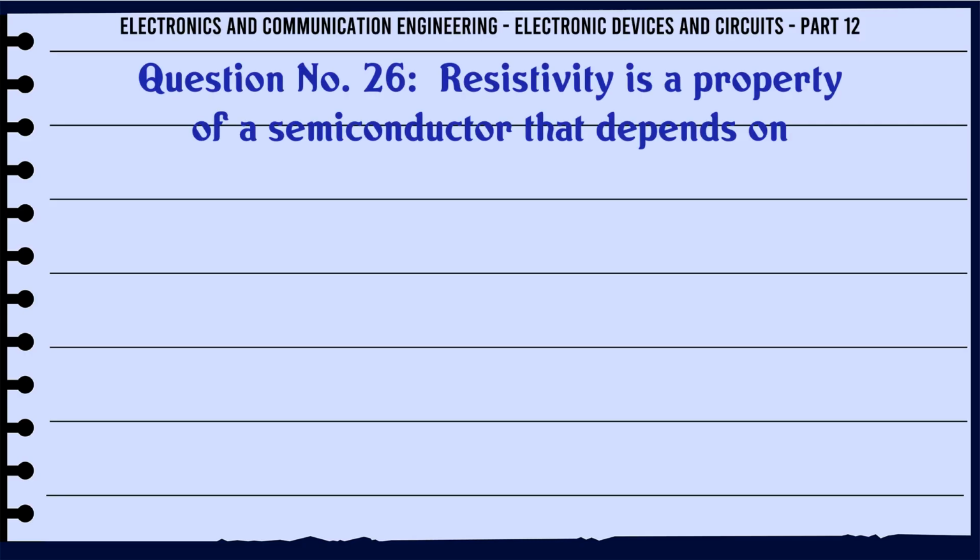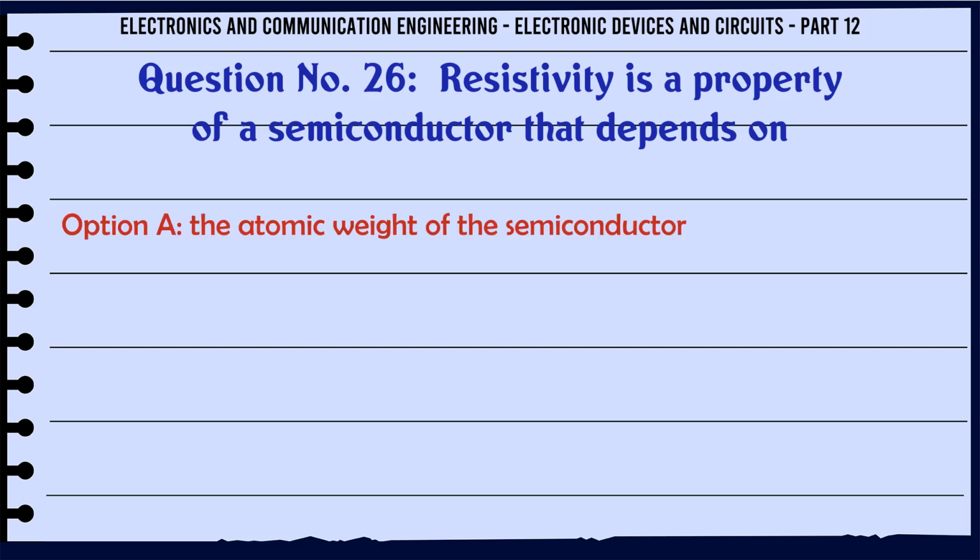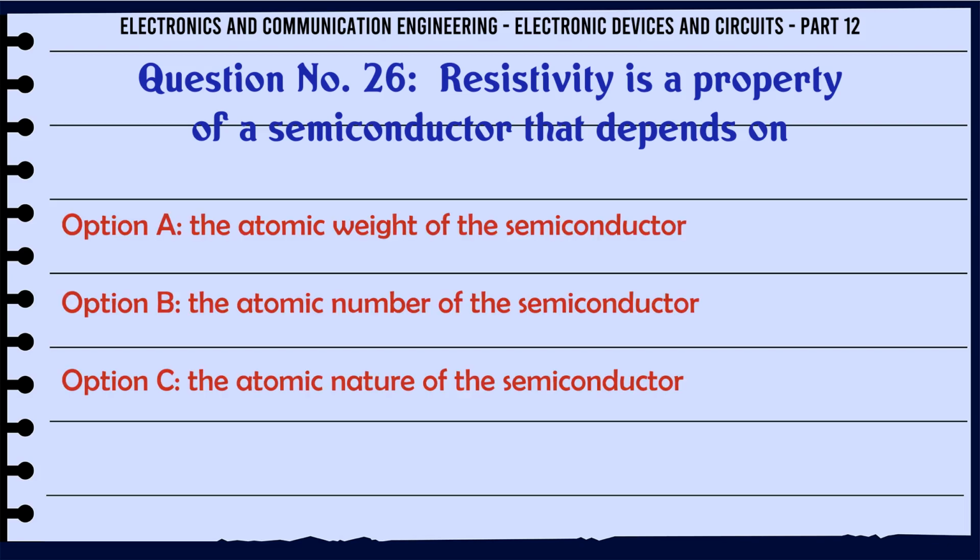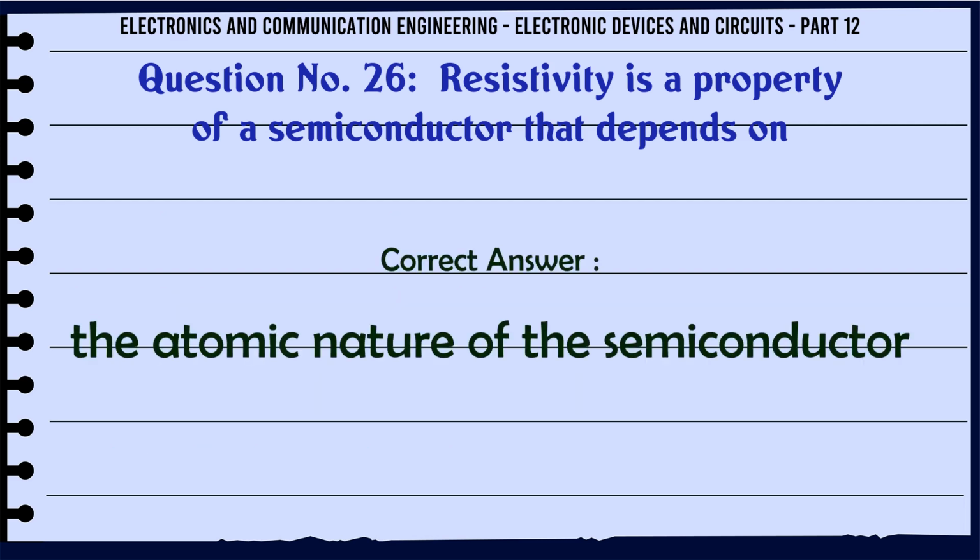Resistivity is a property of a semiconductor that depends on A) the atomic weight of the semiconductor, B) the atomic number of the semiconductor, C) the atomic nature of the semiconductor, D) the shape of the semiconductor. The correct answer is the atomic nature of the semiconductor.